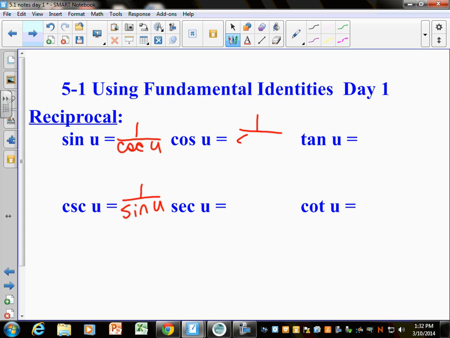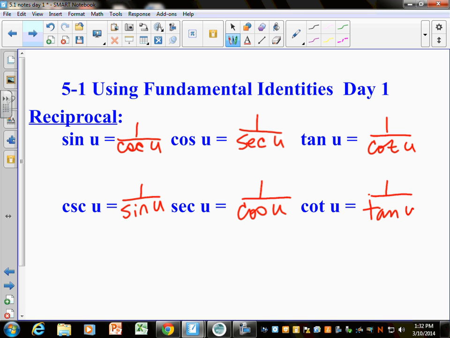So cosine of u is 1 over secant of u. Secant of u is 1 over cosine of u. Tangent of u is 1 over cotangent of u. And cotangent of u is 1 over tangent of u. Again, not like earth-shattering here.